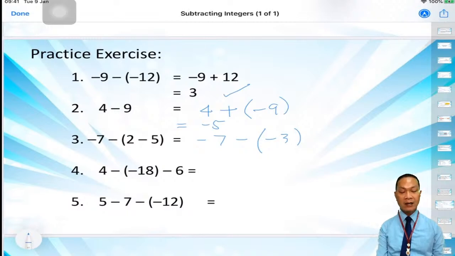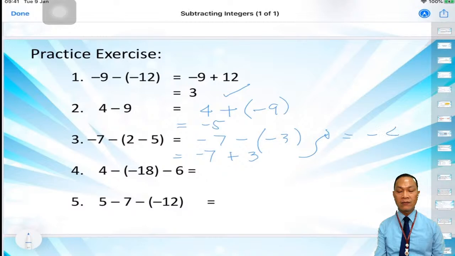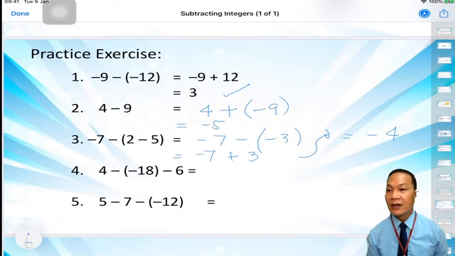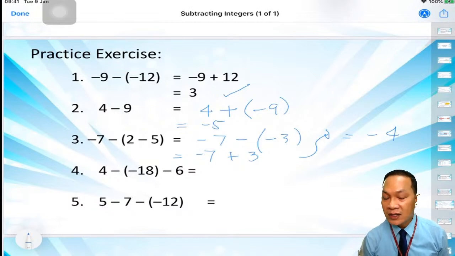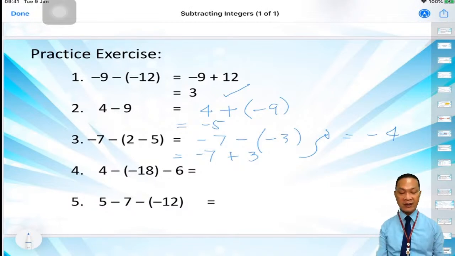We have negative 2 plus a negative 5 is negative 3. And then negative 7 plus the additive inverse of negative 3 is 3. So the answer is equal to negative 4. Some answered negative 10 already, while they are advanced, okay?